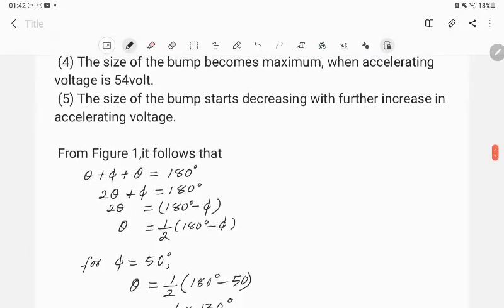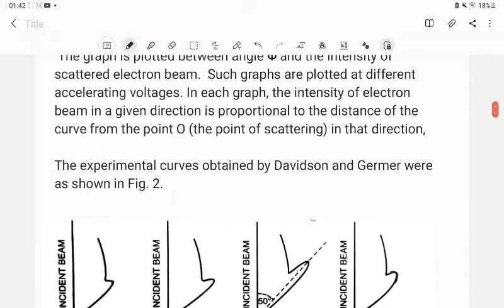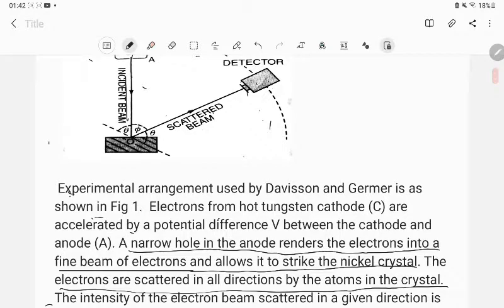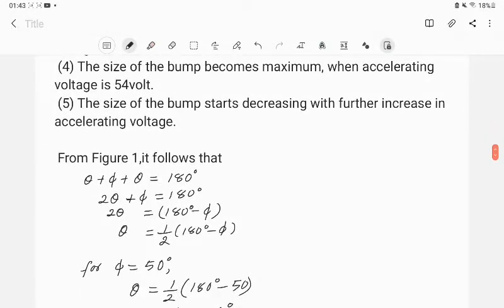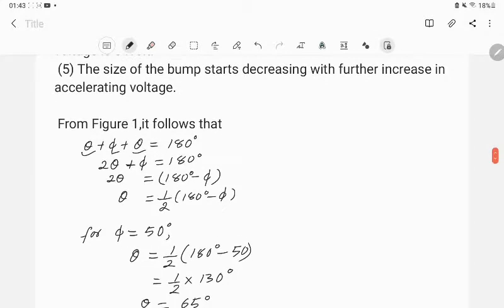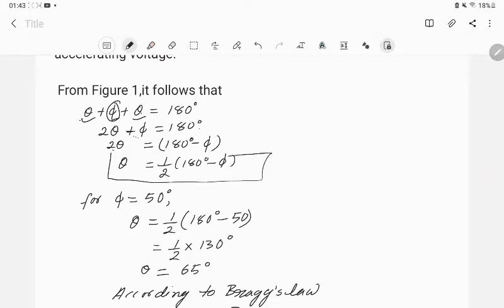from this experiment. Now from figure 1 it follows, look at figure 1. From figure 1, see, this is theta, phi, theta. So what is the total angle? This is a straight line, no? A straight line is 180 degrees, no? So theta plus phi plus theta is 180 degrees, right? Now theta plus theta is 2 theta. 2 theta plus phi equals 180 degrees. So 2 theta equals 180 minus phi. Now this plus, if it goes to the other side, it will become minus. And the 2, if it goes to the other side, it will divide. So we are getting theta equal to this much.